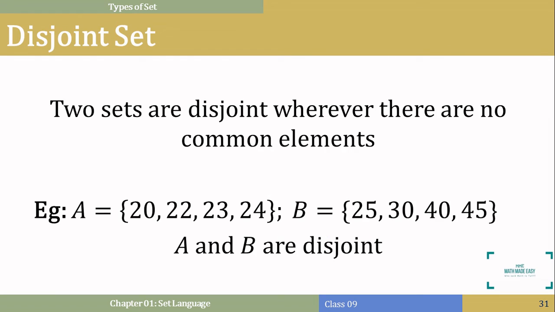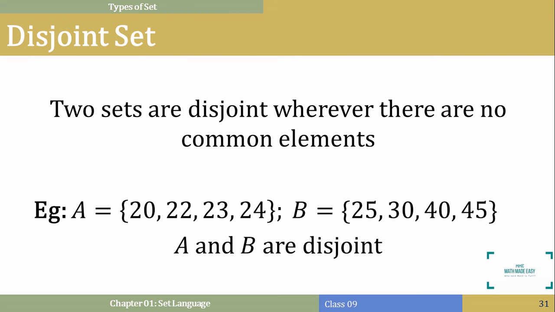So let's discuss disjoint sets. Two sets are said to be disjoint whenever there are no elements in common. So let's consider set A to be 20, 22, 23 and 24, and set B equals 25, 30, 40 and 45. We see no common elements in set A and set B, so A and B are disjoint sets.